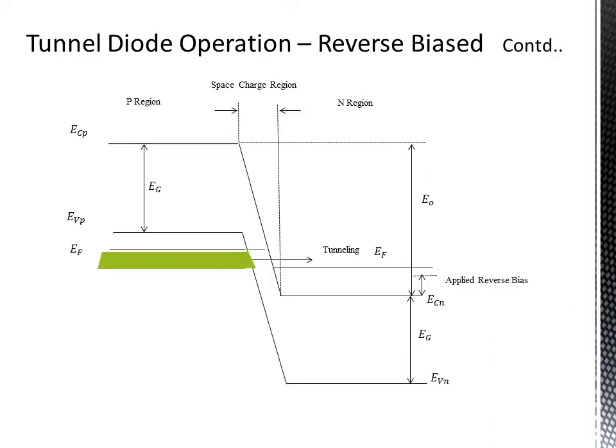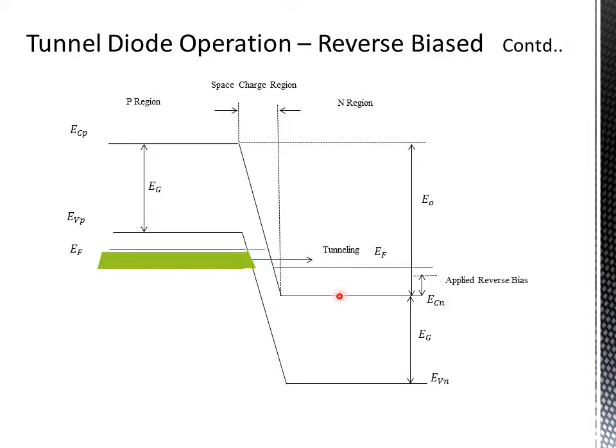If we apply reverse bias to the tunnel diode, the barrier energy keeps on increasing, that is, the barrier height keeps on increasing. In the earlier case the barrier height, if you assume up to this level, so if you apply the reverse bias, then the barrier height will increase by the amount equal to the reverse bias energy.